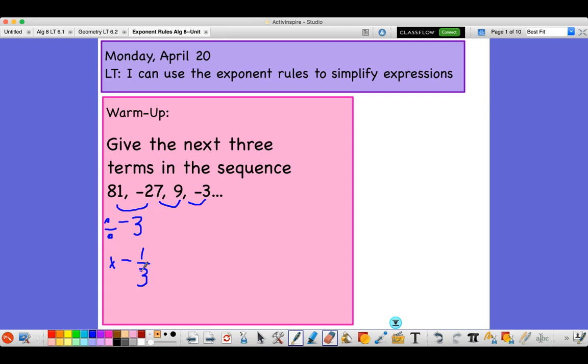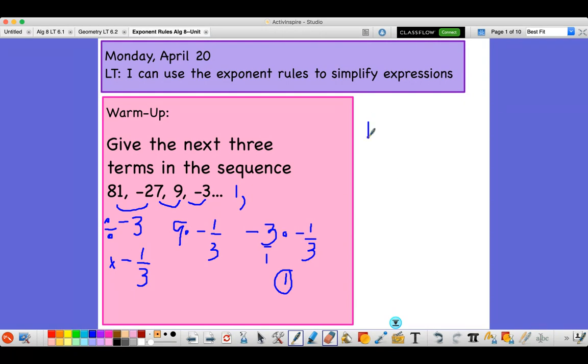So if I do negative 27 times negative 1/3, that will give me positive 9. If I do positive 9 times negative 1/3, that would give me negative 9 over 3 or negative 3. Now for my next ones, if I do negative 3 times negative 1/3, a negative times a negative is a positive. You can put that negative 3 over 1 if you want. And those 3's reduce each other, and so that gives me just a 1 for that one. So my next term is 1.